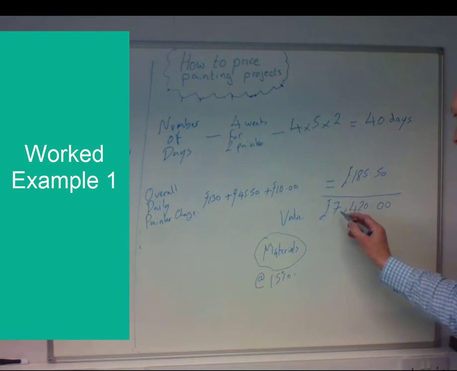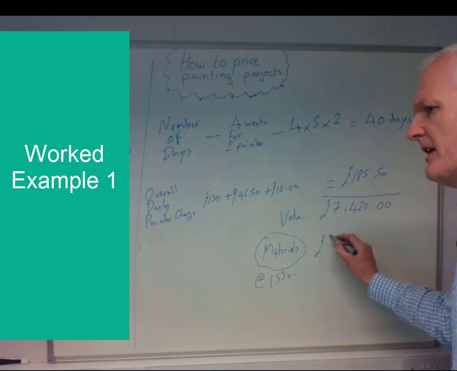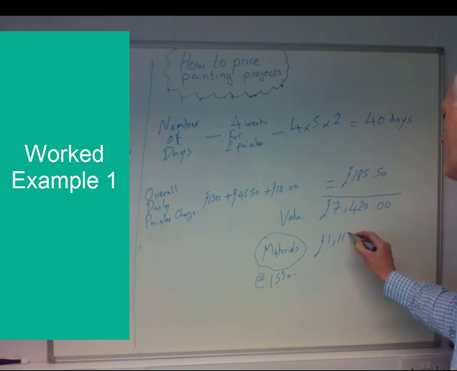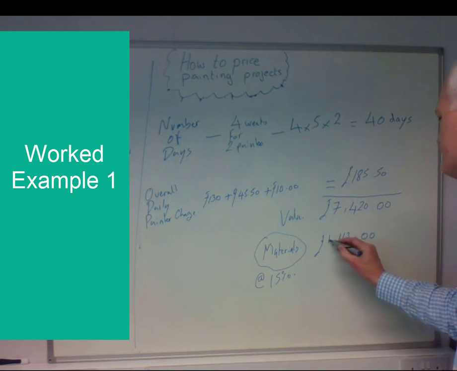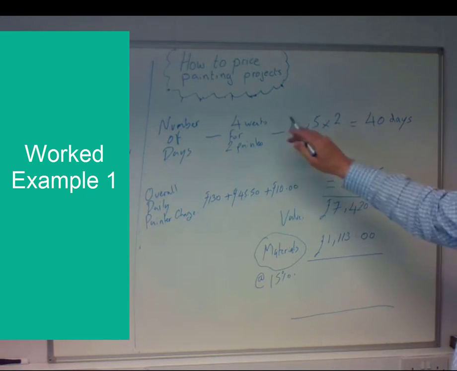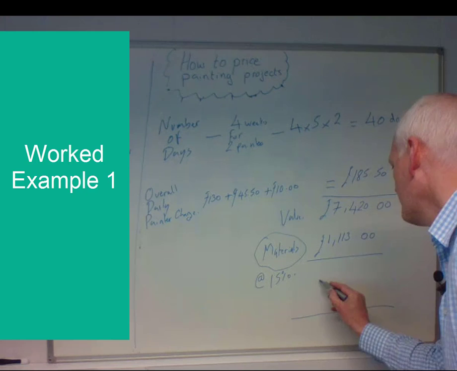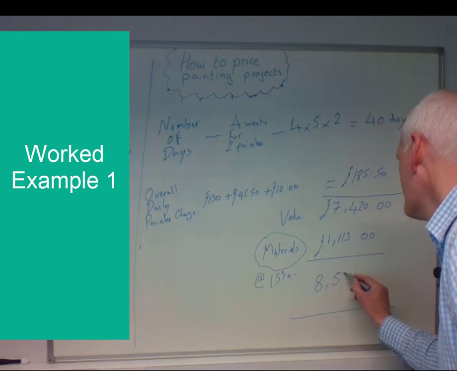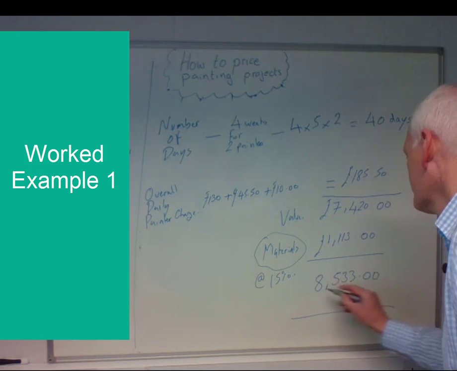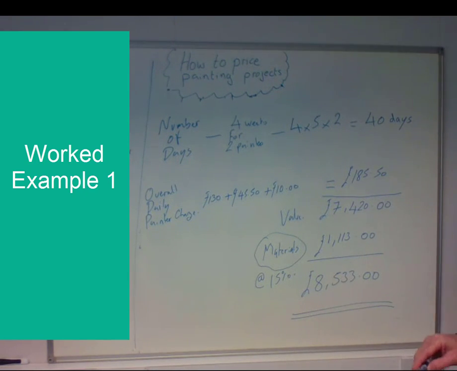Which means that 15% of 7,420 gives me a materials allocation of £1,113. So my tender submission for this particular project, total value of works, is going to be £8,533. And that's the amount that I would submit as my tender for this particular project.